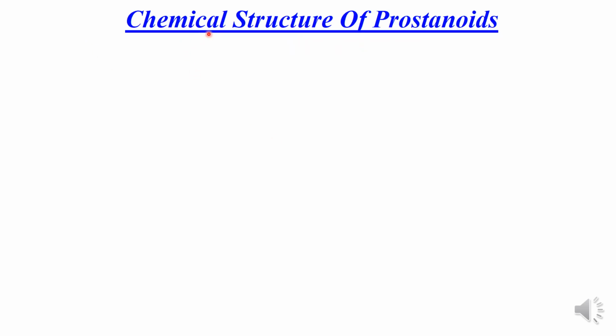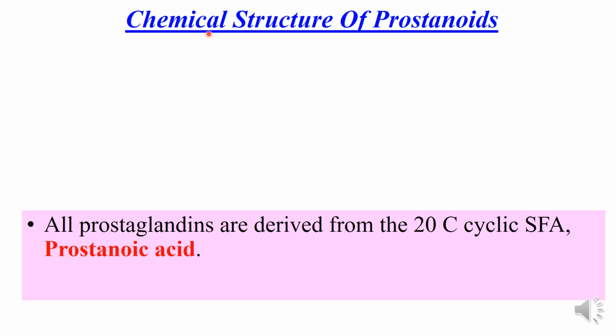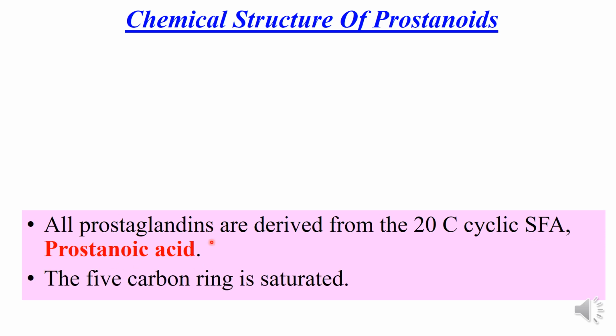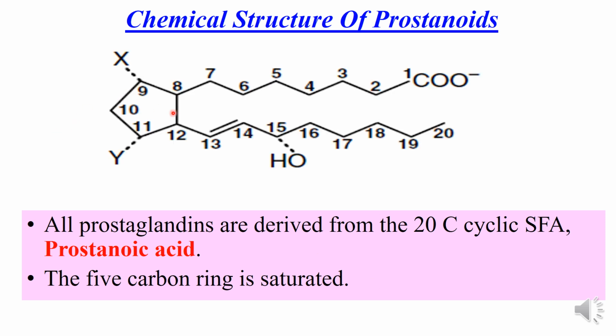So let us look at the chemical structure of the prostanoids. Prostanoids are prostaglandins that are derived from a 20 carbon cyclic saturated fatty acid known as prostanoic acid. They have a 5 carbon ring which is saturated. So this is the general chemical structure of all prostanoids. You can see that there are 20 carbons.